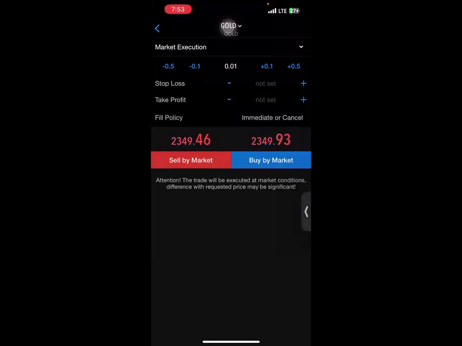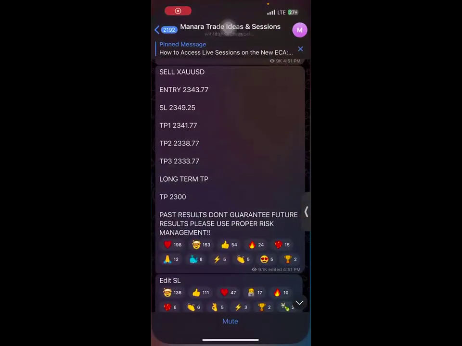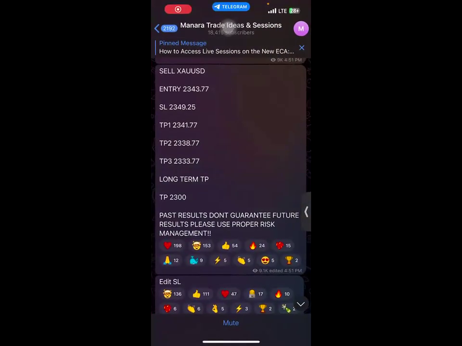So let's go back to our Telegram group. We were asked to sell gold. We've been given our entry point as 2343.77. Your entry point is the point at which you're literally going to be entering this trade.